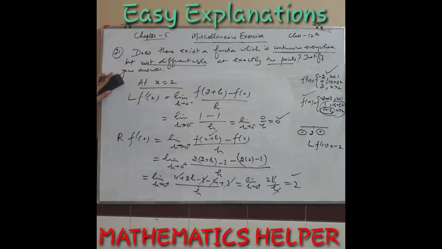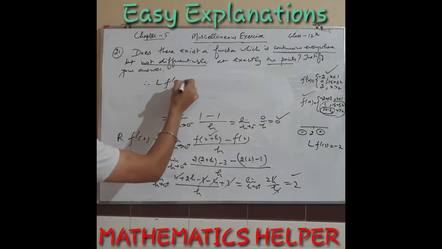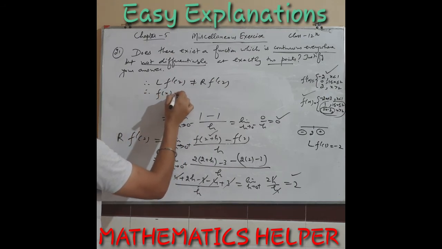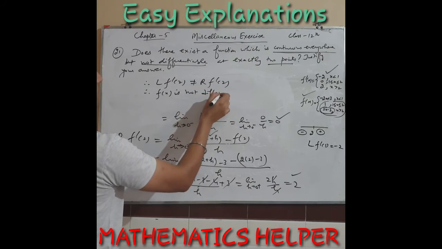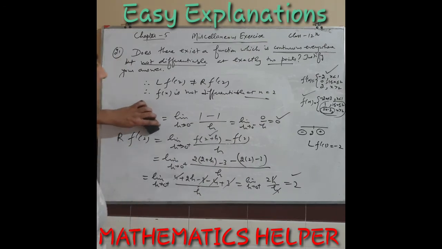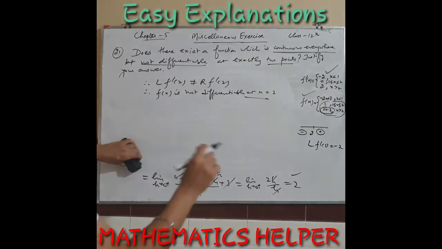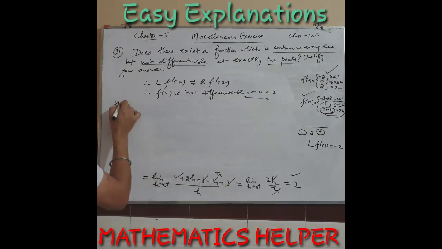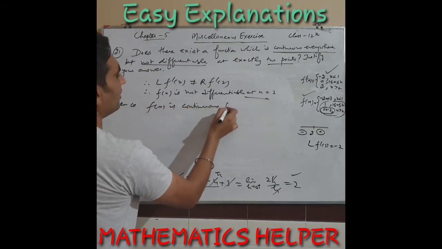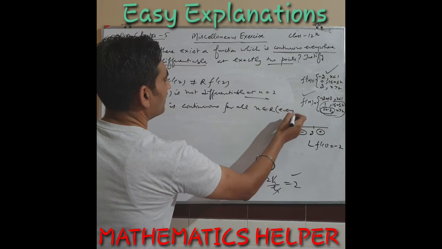So I am going to write here, therefore the left hand derivative at 2 is not equal to the right hand derivative at 2. Therefore f(x) is not differentiable at x equal to 2. So what is the result? F(x) is continuous everywhere, but differentiable for all x except 1 and 2. So hence f(x) is continuous for all x belonging to real numbers, means everywhere, that is everywhere, okay?